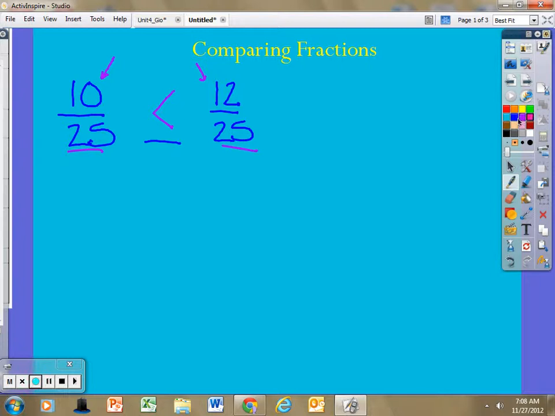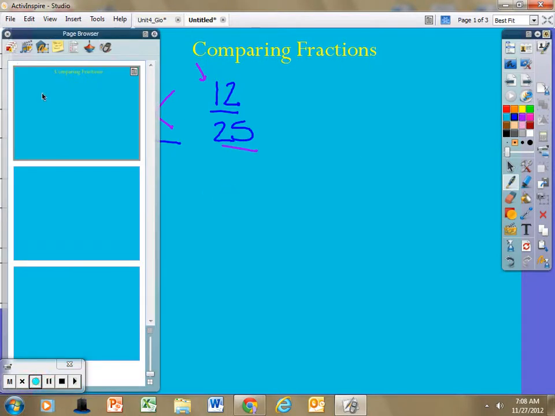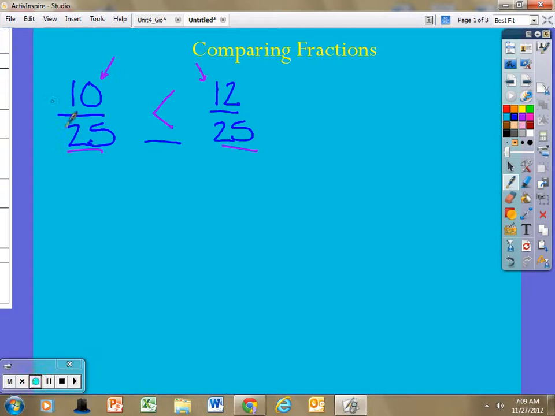We also talked about comparing with halves. So for instance, if I had something like 4/7 and compared that to, let's go with 3/9. Okay, I know that half of 7 is 3.5. I know that half of 9 is 4.5.